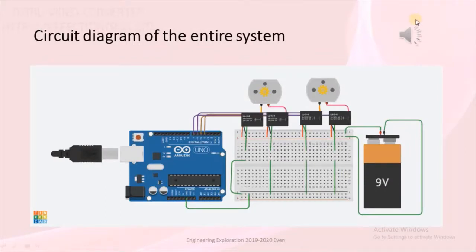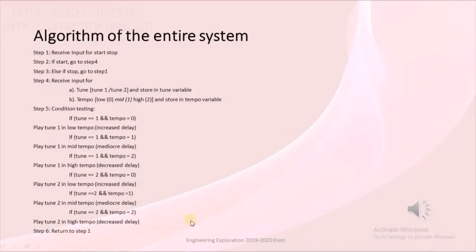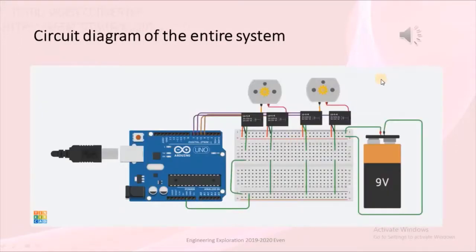A circuit diagram for the entire system. It consists of an Arduino. We have the relay modules. Relay modules are connected to the DC motor, and they are powered by an external supply.